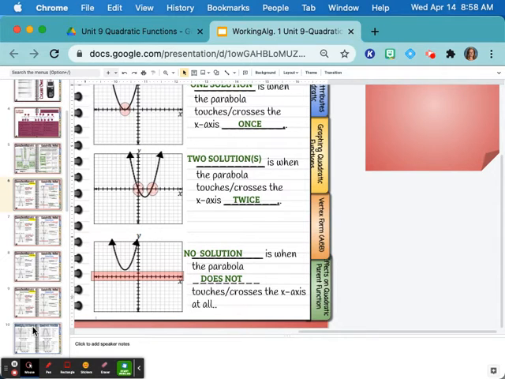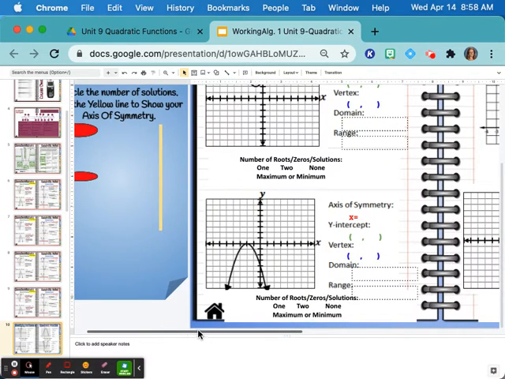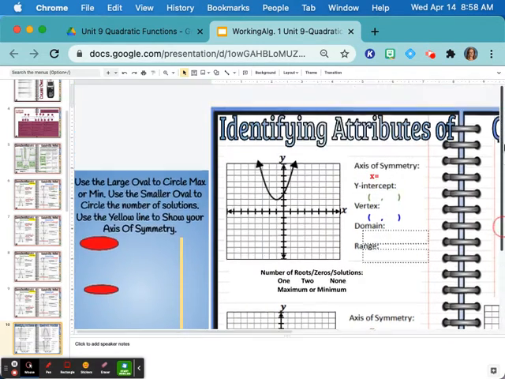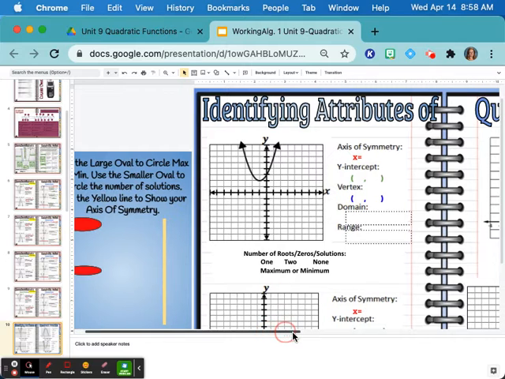Let's go to slide 7. Identifying attributes of quadratics, and these are your practice problems. So we will do the first one together. Let's look at our quadratic. Axis of symmetry is what divides the parabola in half. So grab this yellow line and put it over your axis of symmetry.